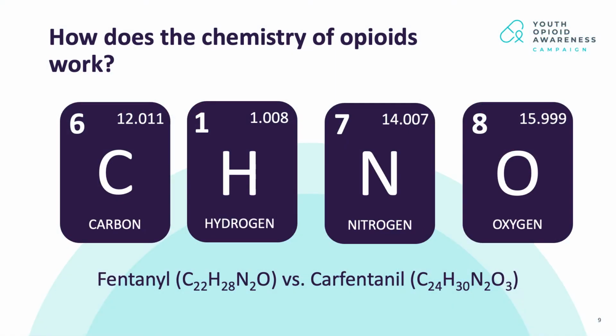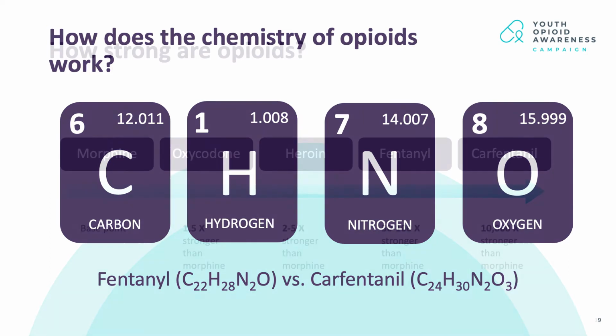How does the chemistry of opioids work? The chemical makeup of opioids is pretty straightforward. They are generally composed of four basic elements: carbon, hydrogen, nitrogen, and oxygen. I mentioned earlier that there are many types of opioids. Their simplicity explains why they are abundant and opioid analogs can be easily made. Opioid analogs are variations of other opioids made by making slight changes to the drug's chemical formula. For example, fentanyl has a very dangerous similar drug known as carfentanil.